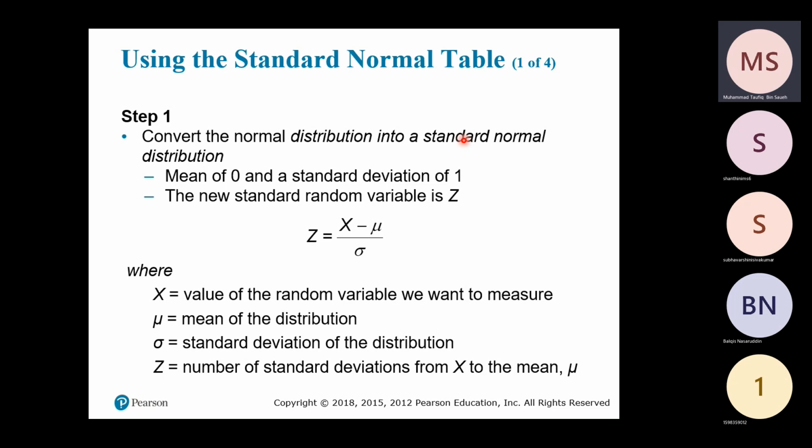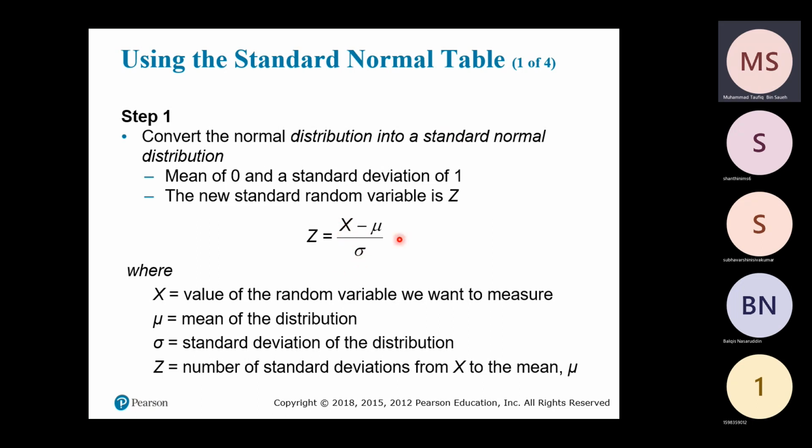So now you want to calculate what is the probability that you can sell more than 2 kilogram per day. The value that you want to measure here, 2 kilogram, is the value of X. The mean value will be determined by your distribution. You have to calculate the mean value for your data, and then the standard deviation value for your data.